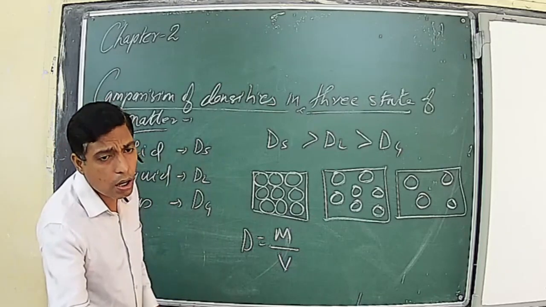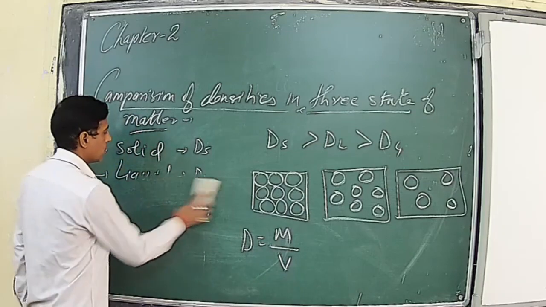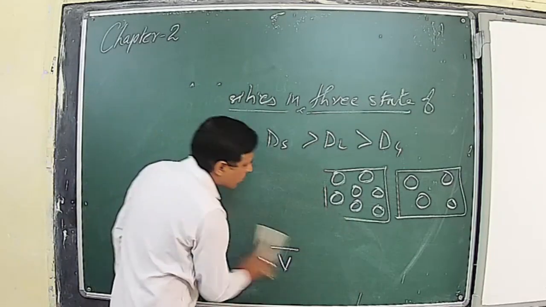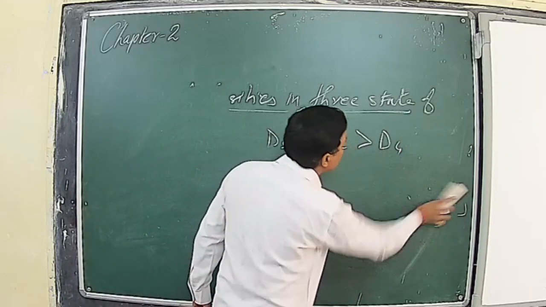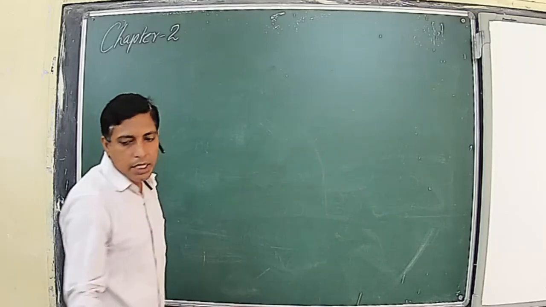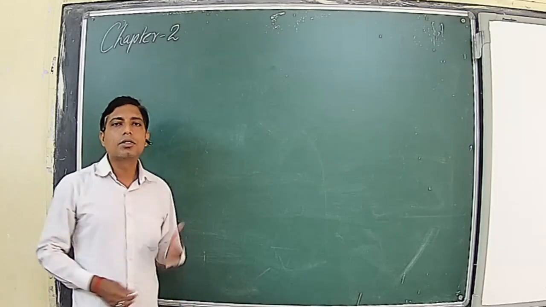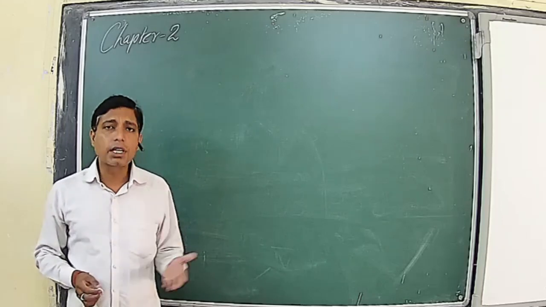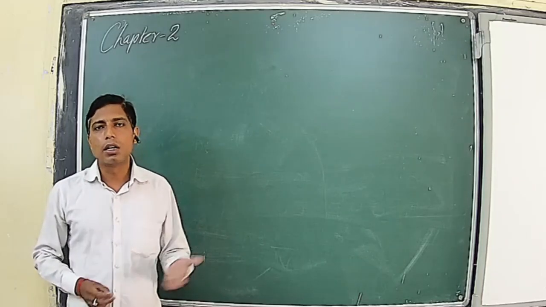So this was all about our chapter 2, that is physical quantity and measurement. Basically in this chapter we have learned a particular physical quantity called derived quantity, density, and the various things related to density, that is, what is density and how we can measure the density of solids and liquids.